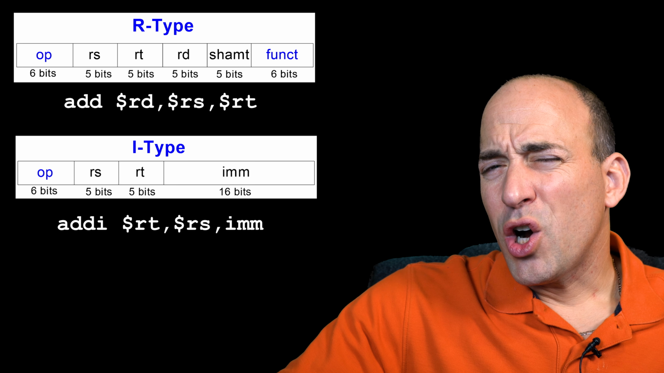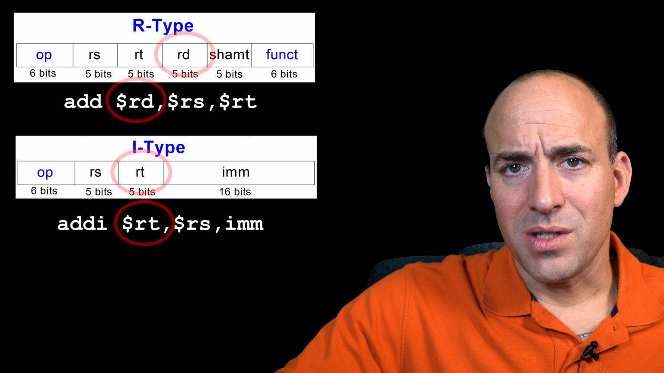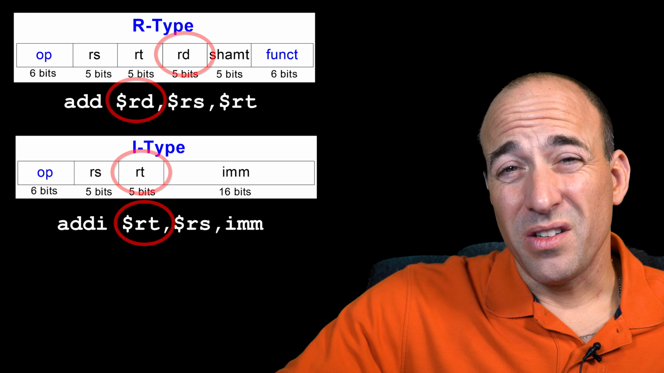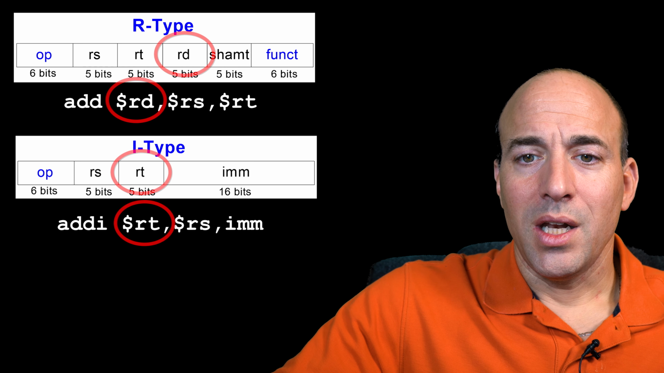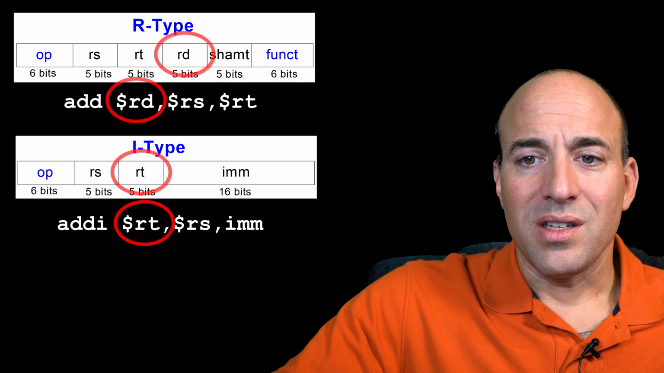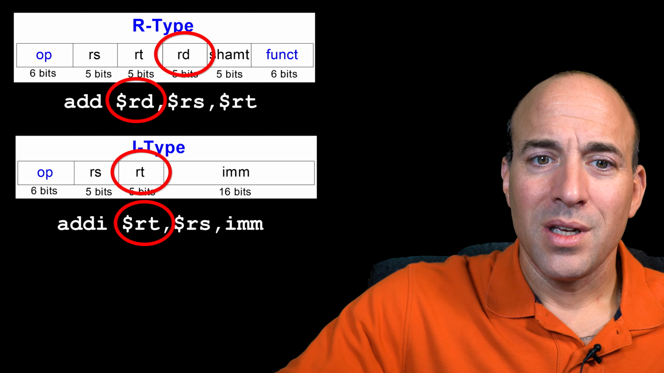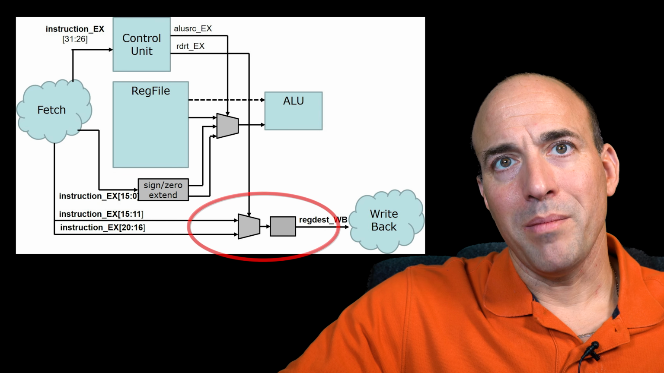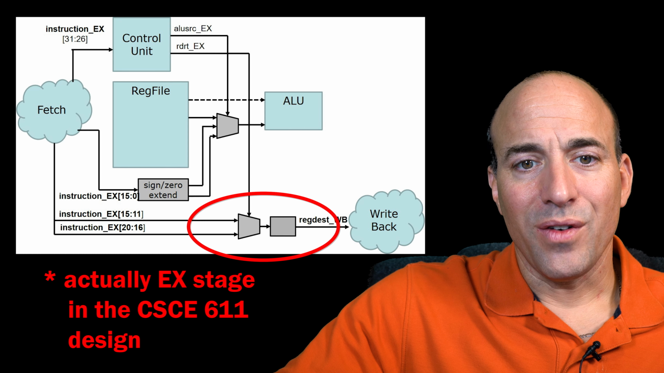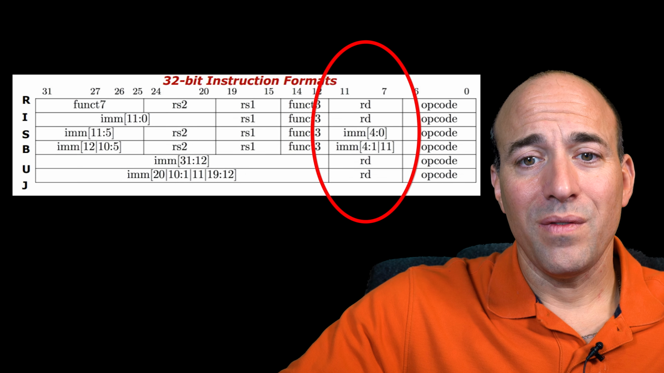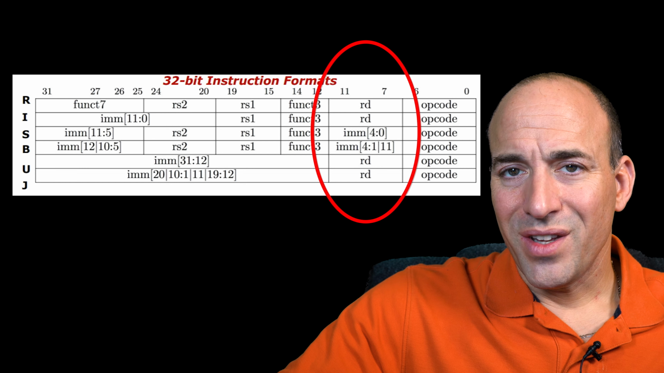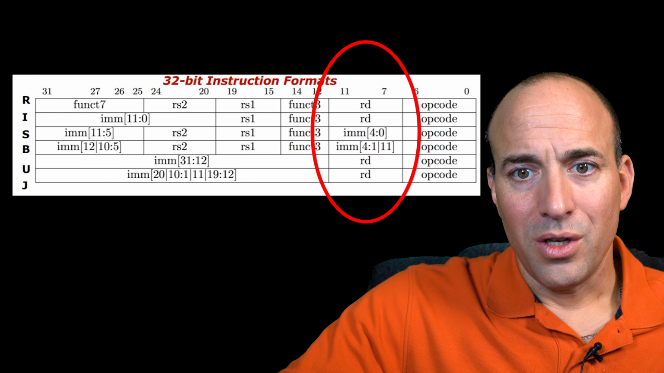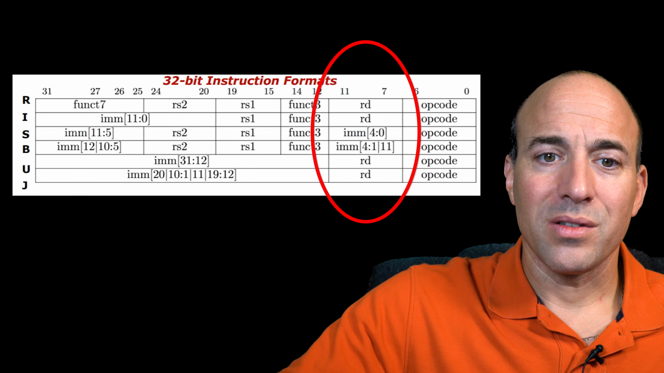MIPS used the RD field in instruction bits 15 down to 11 as the output register for R-type instructions, but used the RT field in instruction bits 20 down to 16 as the destination in I-type instructions. This necessitated an extra multiplexer in the critical path in the write back stage. RISC-V only uses one destination field, the RD field, which is in instruction bits 11 down to 7 for all instructions that write to a register, so no need to have the register destination mux.